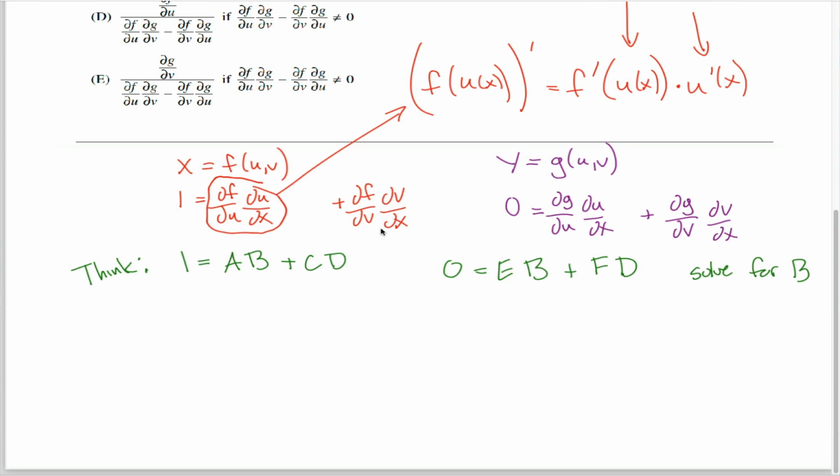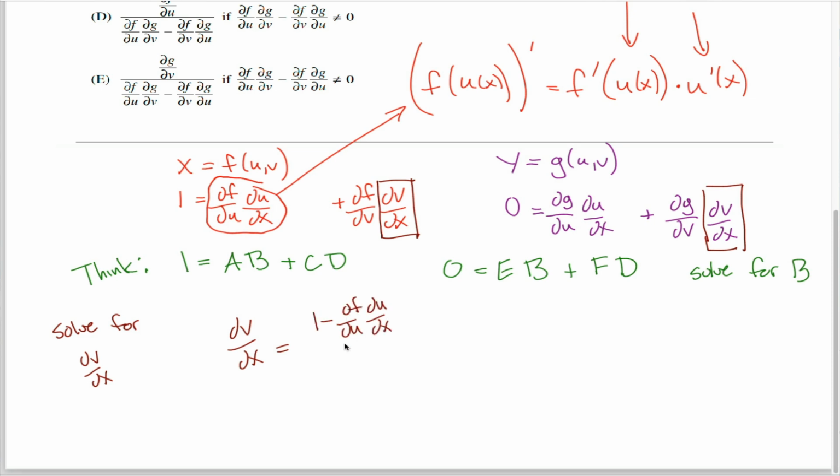So first we notice that we have a dv dx in each of these equations. So we'll solve for that. To get this dv dx alone, I'd subtract this term over to the left side of the equation and then divide by df dv. I'd get dv dx is equal to 1 minus df du, du dx, divided by df dv. Just pushing symbols around on the page. Same idea over here. I'd subtract this term over to the left and divide and get that dv dx is equal to the negative of dg du, du dx divided by dg dv. If dv dx equals this and dv dx equals this, then this equals this.